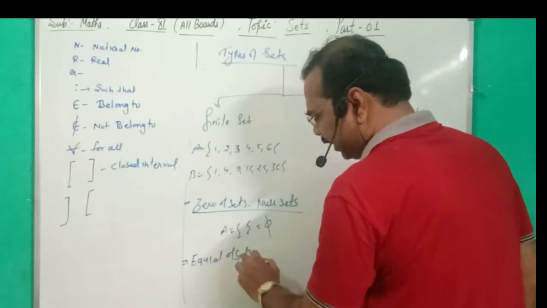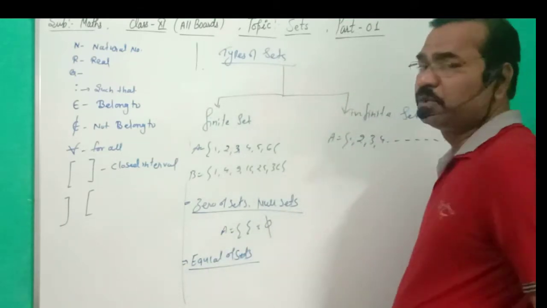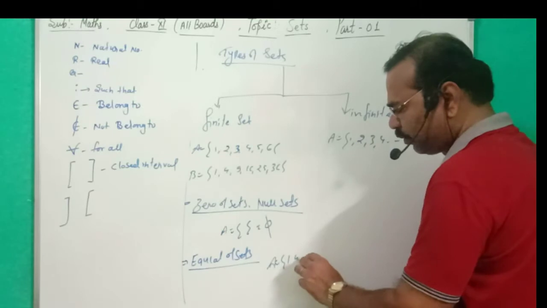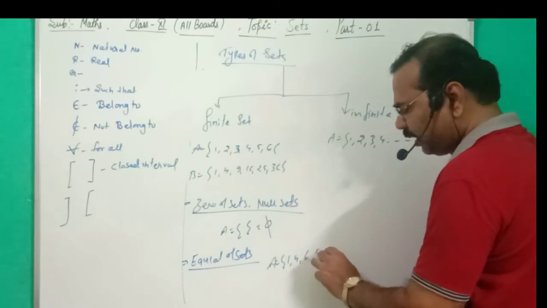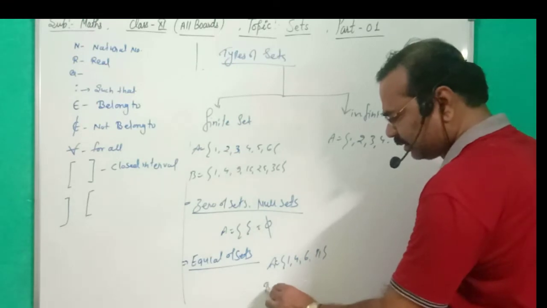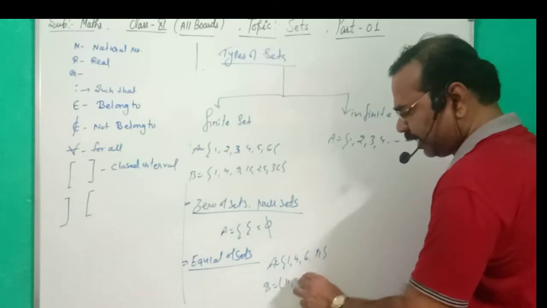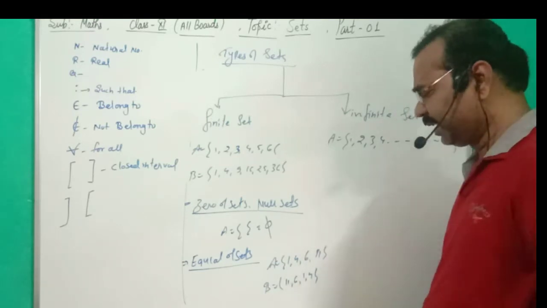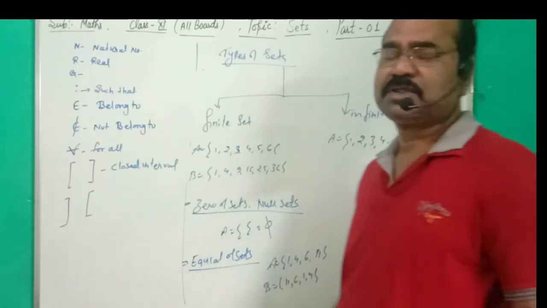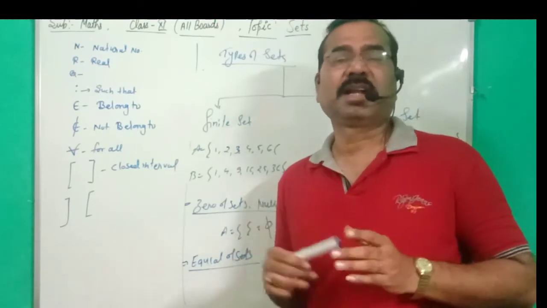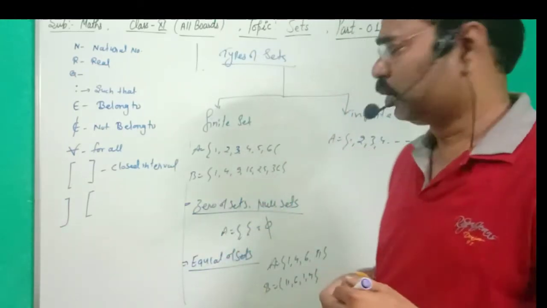Equal sets. Suppose you are given two sets. The first set is 1, 4, 6, 11. The other set has the elements 11, 6, 1, 4. So we can say A and B are two sets where both the elements and the cardinal values are equal, so both are equal sets.